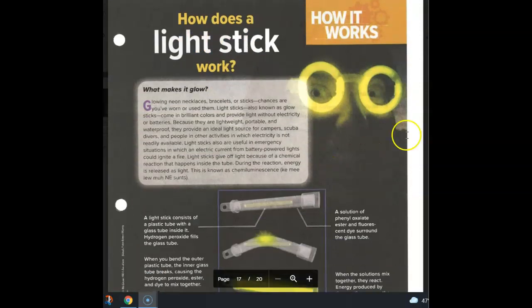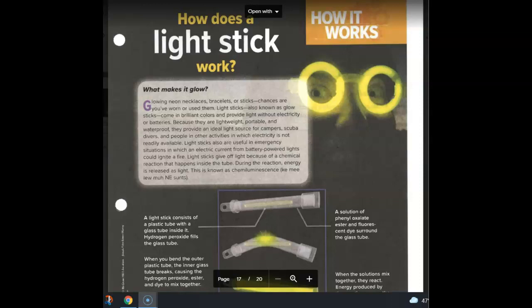How does a light stick work? So let's take a look at this. What makes it glow? Glowing neon necklaces, bracelets, or sticks. Chances are you've worn or used them. Light sticks, also known as glow sticks, come in brilliant colors and provide light without electricity or batteries. Because they are lightweight, portable, and waterproof, they provide an ideal light source for campers, scuba divers, and people in other activities in which electricity is not readily available. Light sticks are also useful in emergency situations in which an electric current from a battery-operated light could ignite a fire.